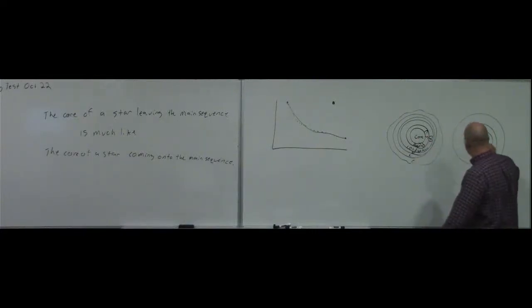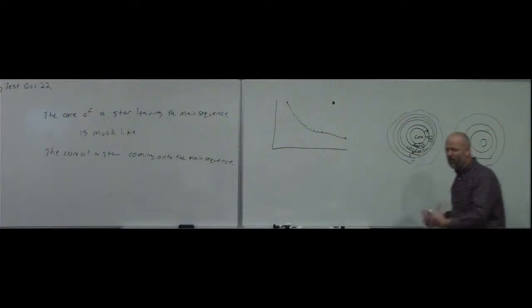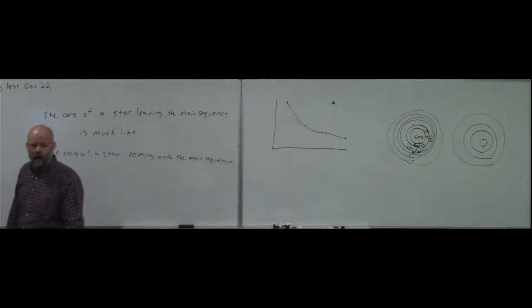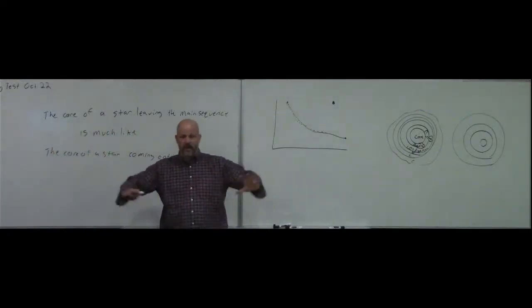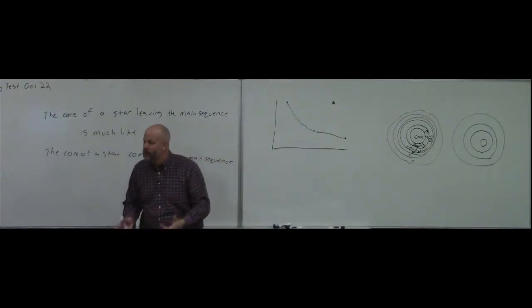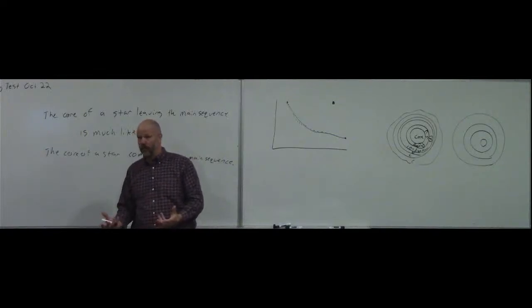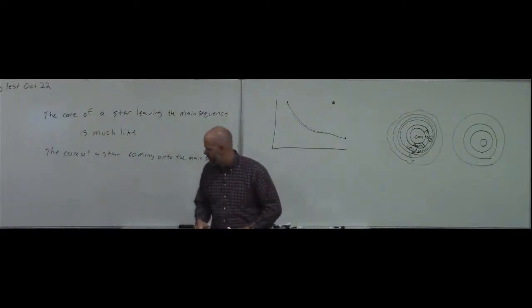As this core is contracting, it's heating, right? The layers of hydrogen around it were almost hot enough to fuse already, but they weren't quite hot enough to fuse. Well, as the core heats up, that energy radiates out, it heats up the outer shell, and now that outer shell begins fusion of hydrogen into helium. We can kind of walk you through this stepwise, okay?